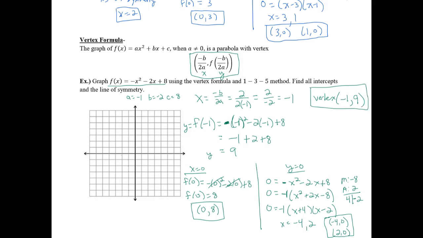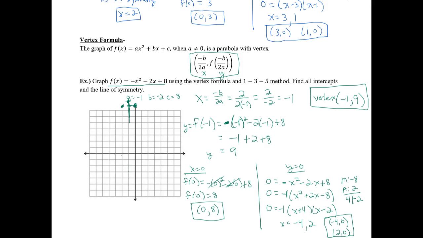I'm going to start with the vertex at negative 1, 9, and that's going to go off my graph. So negative 1, and then 1, 2, 3, 4, 5, 6, 7, and then 8, 9. So it's going to be up here, and I apologize, it's off the graph. Just kind of continuing that line out for us. And then the y-intercept is going to be at 0, 8. So that would be over here. And it's going to be symmetrical, so there's going to be another point over there.